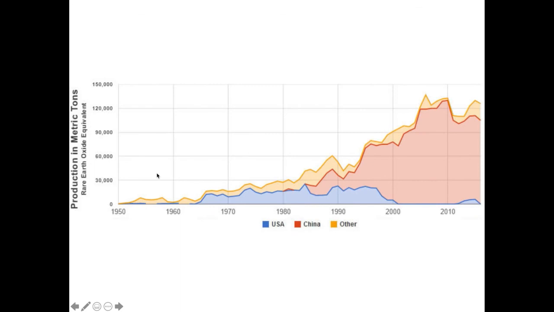One of the biggest concerns with renewable energy technology is the source of the rare earth metals that are necessary to build those technologies. So here is a figure with data from 1950 through 2017. And the blue here is the production of rare earth elements in the United States. The red here is the production of rare earth elements in China, and all other countries combined here are in orange.